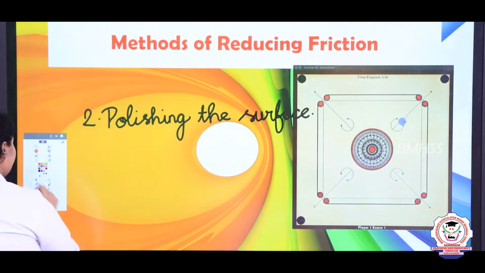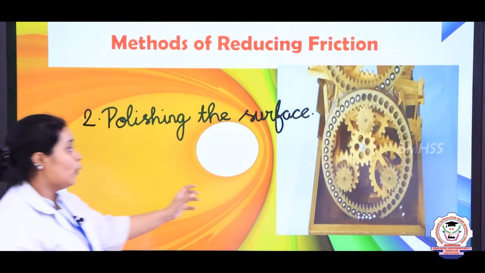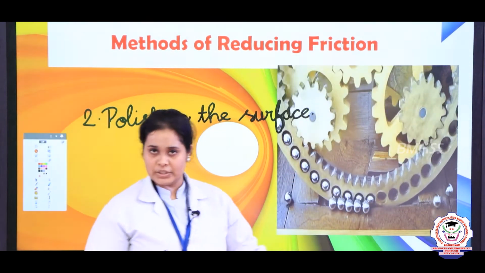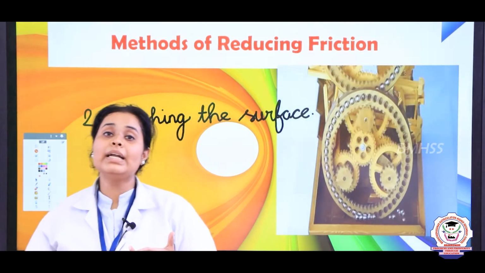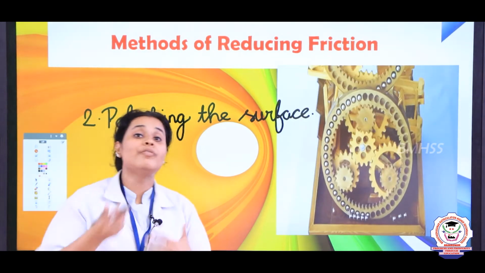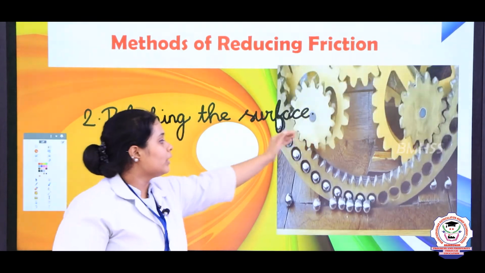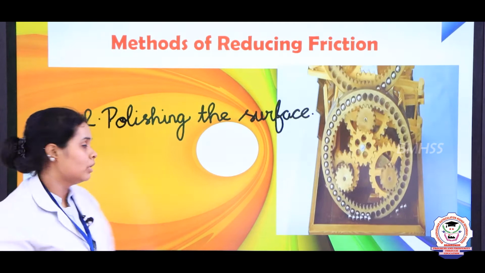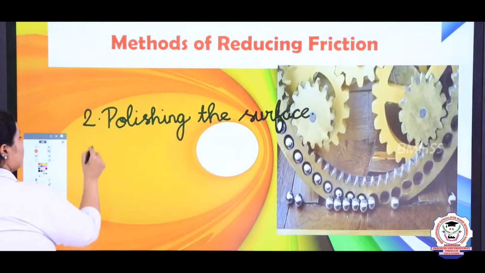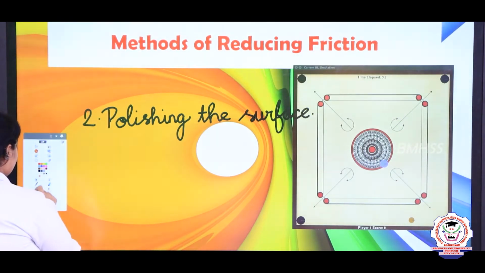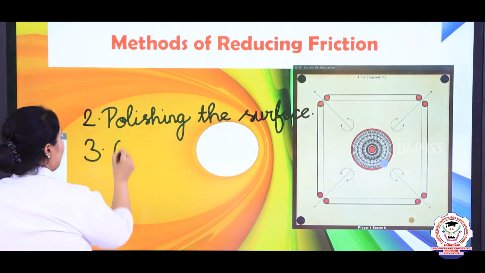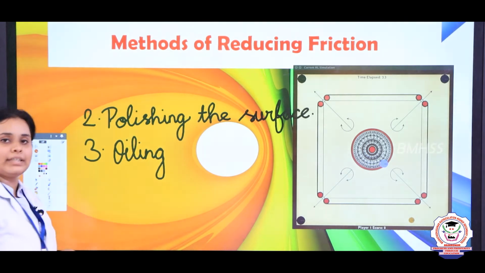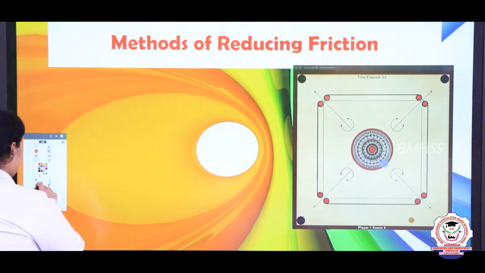After polishing the surface, the third one is oiling. See children, when you take a machine and put oil, then you will see that the movement will be even faster, right? So if you are putting oil, and it moves fast, that means the friction has been reduced. The third one is oiling, or you can also call it greasing. Okay?